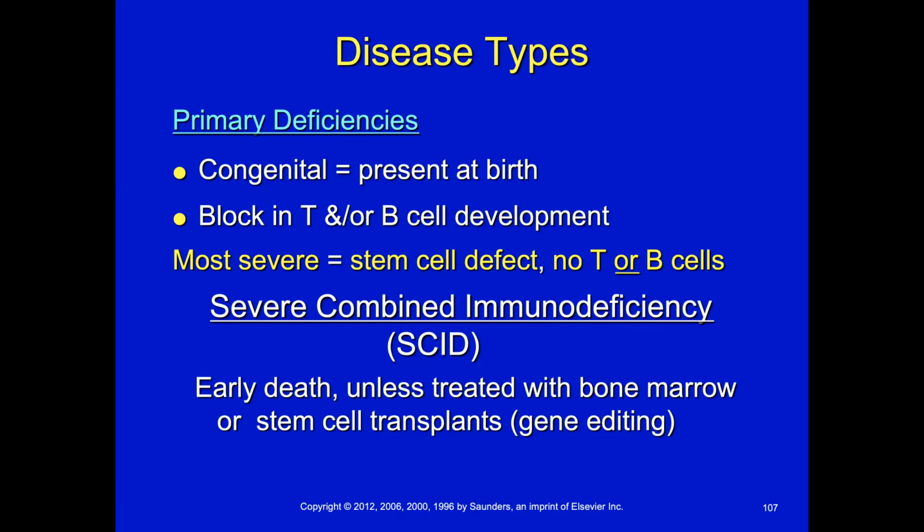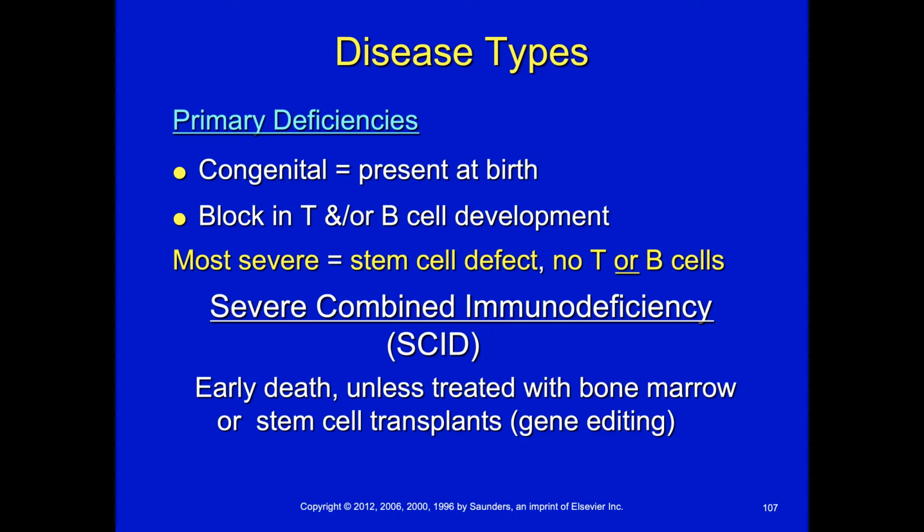So there are disease types. We have primary deficiencies and secondary deficiencies. Primary deficiencies are those that are congenital, so they are present at birth. And what you see is a block in T or B cell development. So you're missing major cell types here. The most severe of these deficiencies occur when you have a stem cell defect.